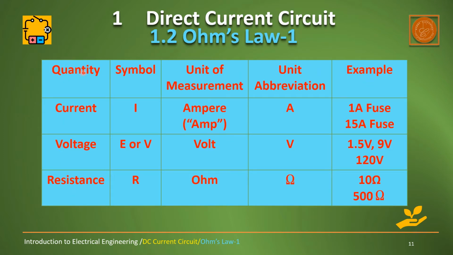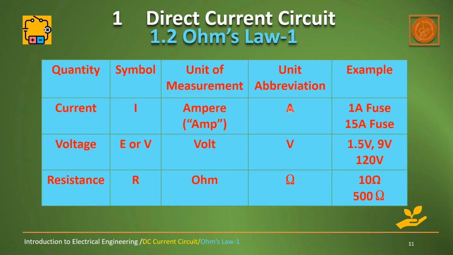This is the quantity. This is the symbol. This is the unit of measurement, unit abbreviation, and example. Let's take a look at the current. We use the symbol I because it means intensity, I. The unit of measurement is the amp. In all electrical articles and engineering drawings, we always use the amp. The unit abbreviation is A.